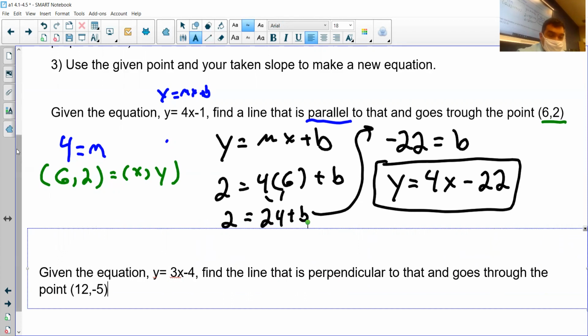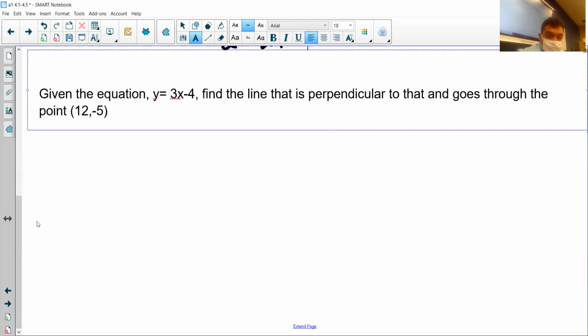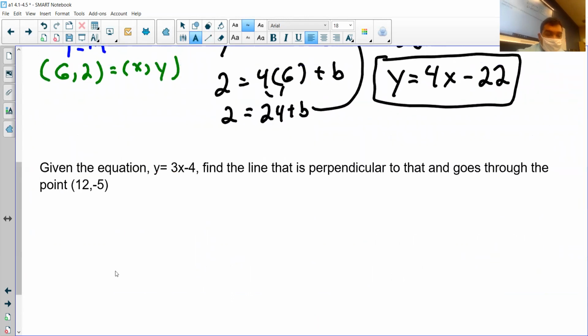So our new equation, given the equation is y equals 3x minus 4. Excellent. So let's talk about that. But let me read it out first. Given the equation y equals 3x minus 4, find the line that is perpendicular to that equation and that goes through 12 comma -5. It's perpendicular. We're doing perpendicular. It's the same steps as above.